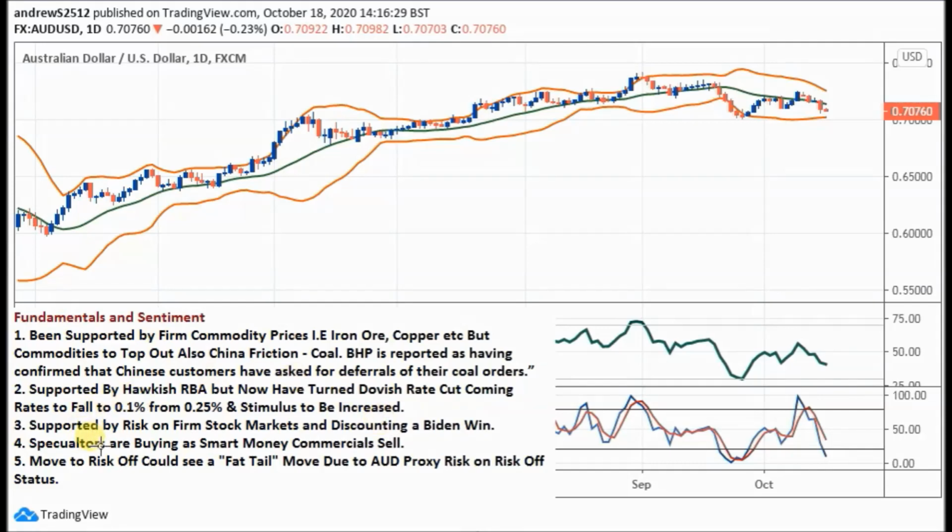Then the Aussie dollar's obviously been supported by risk on, firm stock markets. They've been incredibly firm, okay? And now they're discounting a Joe Biden win in the US elections. And that's seen as bullish for the Aussie. Why? Because Biden is supposed to be more friendly to China. That's better for risk on. He's going to do a big fiscal package as well. Market's discounting a Biden win, but I did this in a video the other day where I was looking at the US elections. You can look it up.